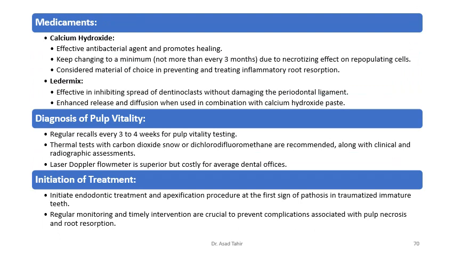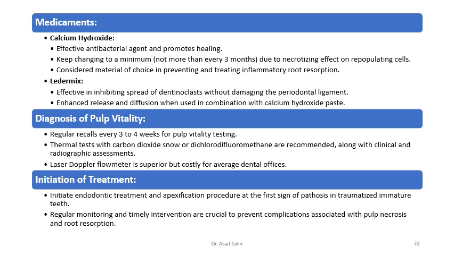Medicaments. Calcium hydroxide. Effective antibacterial agent and promotes healing. Keep changing to a minimum, not more than every 3 months, due to necrotizing effect on repopulating cells. Considered material of choice in preventing and treating inflammatory root resorption. Ledermix. Effective in inhibiting spread of dentinoclasts without damaging the periodontal ligament. Enhanced release and diffusion when used in combination with calcium hydroxide paste.